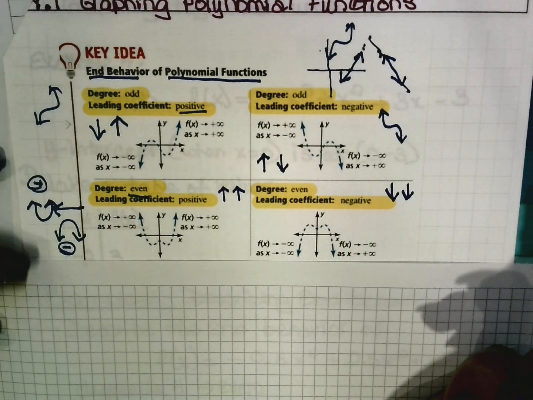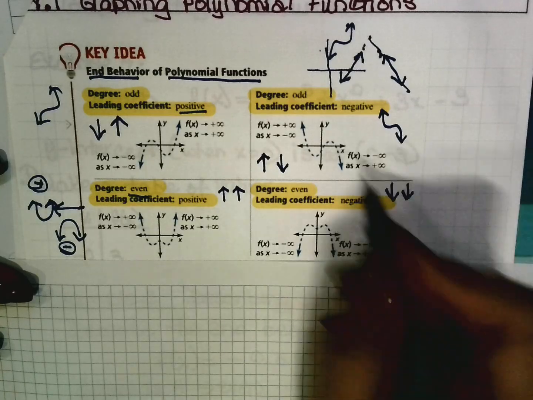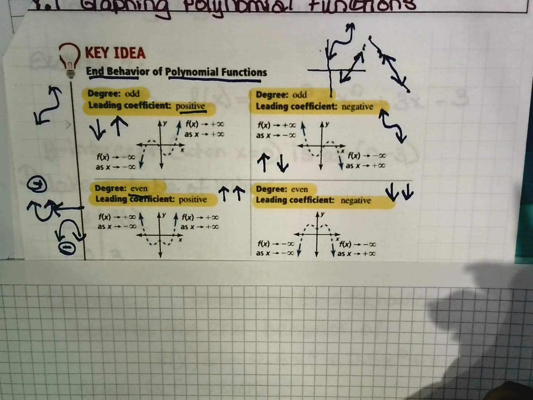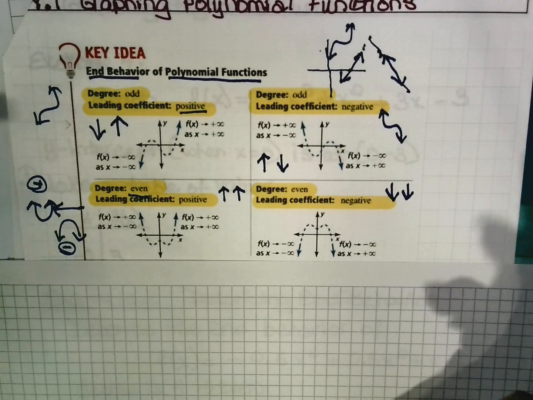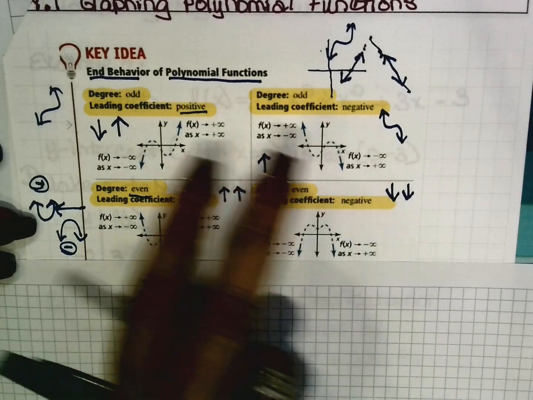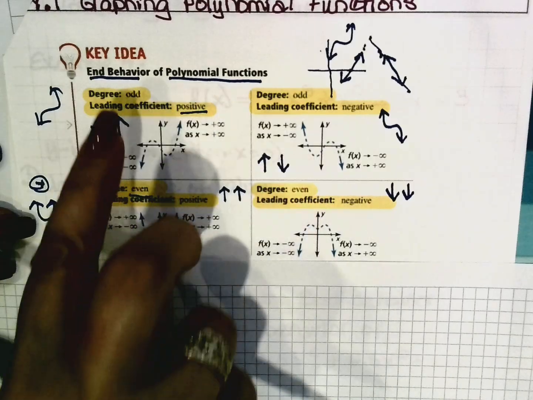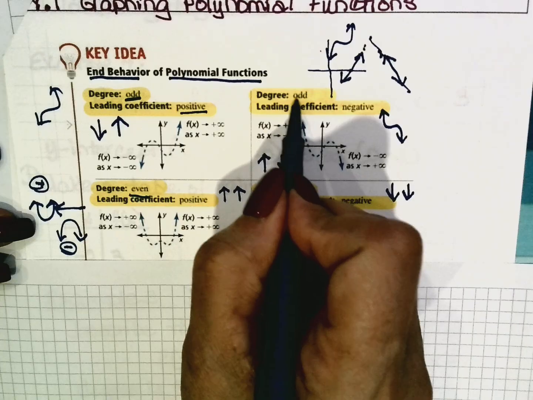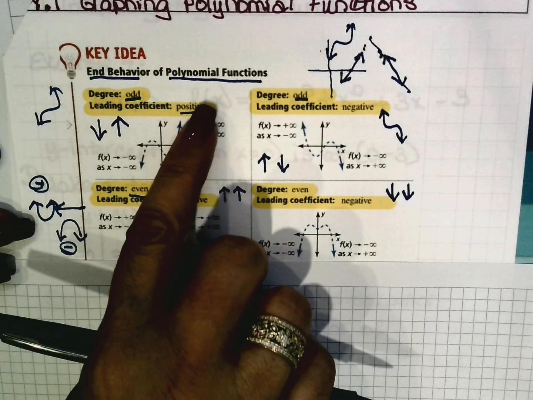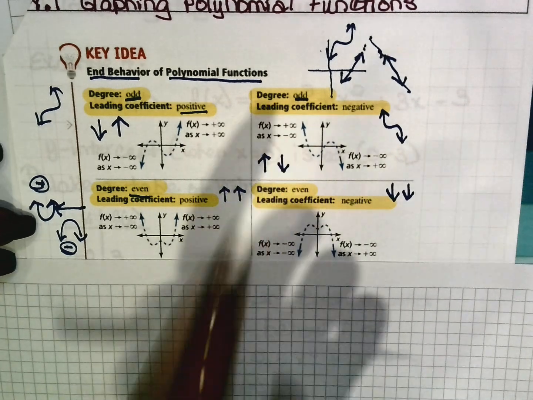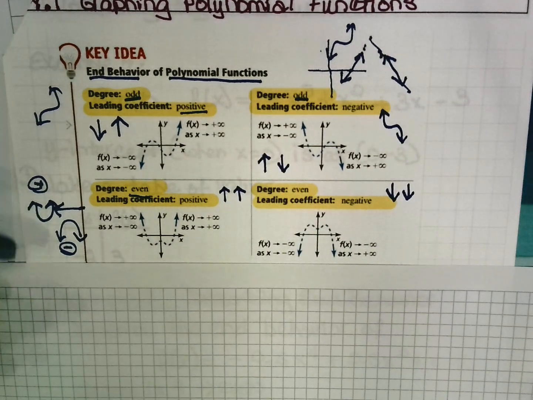So you do have to memorize that. You do have to know, depending on the degree and the coefficient, whether it's positive or negative, which way your end behavior is going. Just remember, if the degrees are even, you're either going to have both up or both down. And when you have one of each, one going up and one going down, you know your degree is odd. And then all you have to do is figure out whether it's positive or negative. This is the positive one. This is the negative one. Okay? Let's move on.